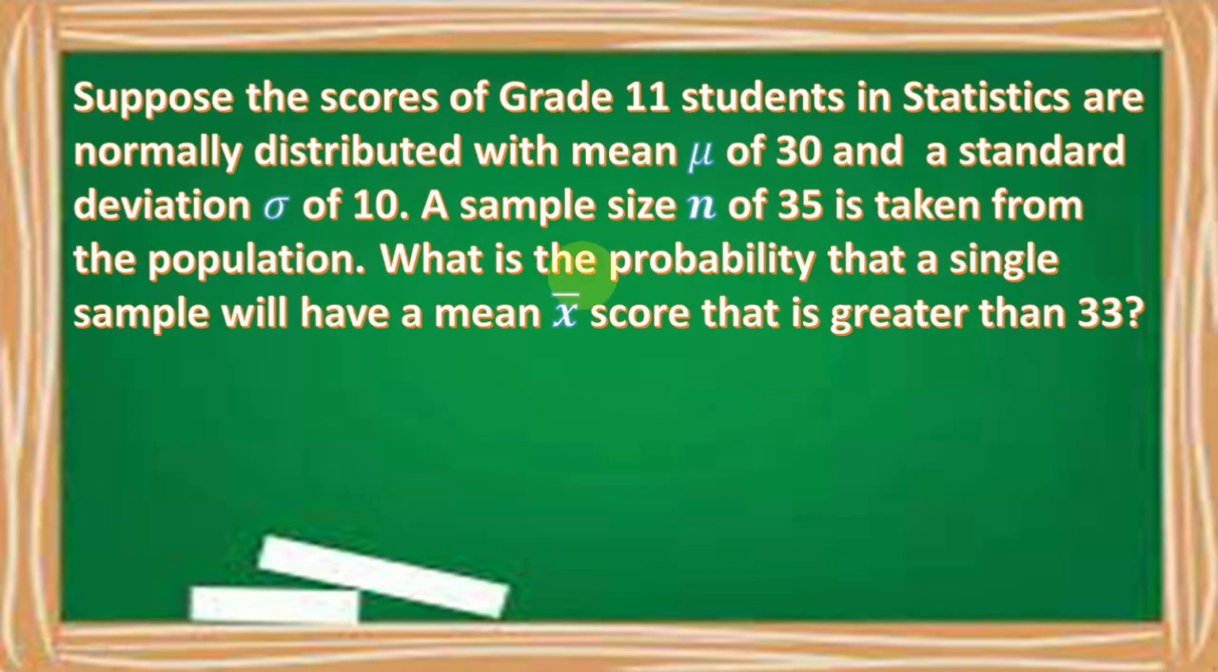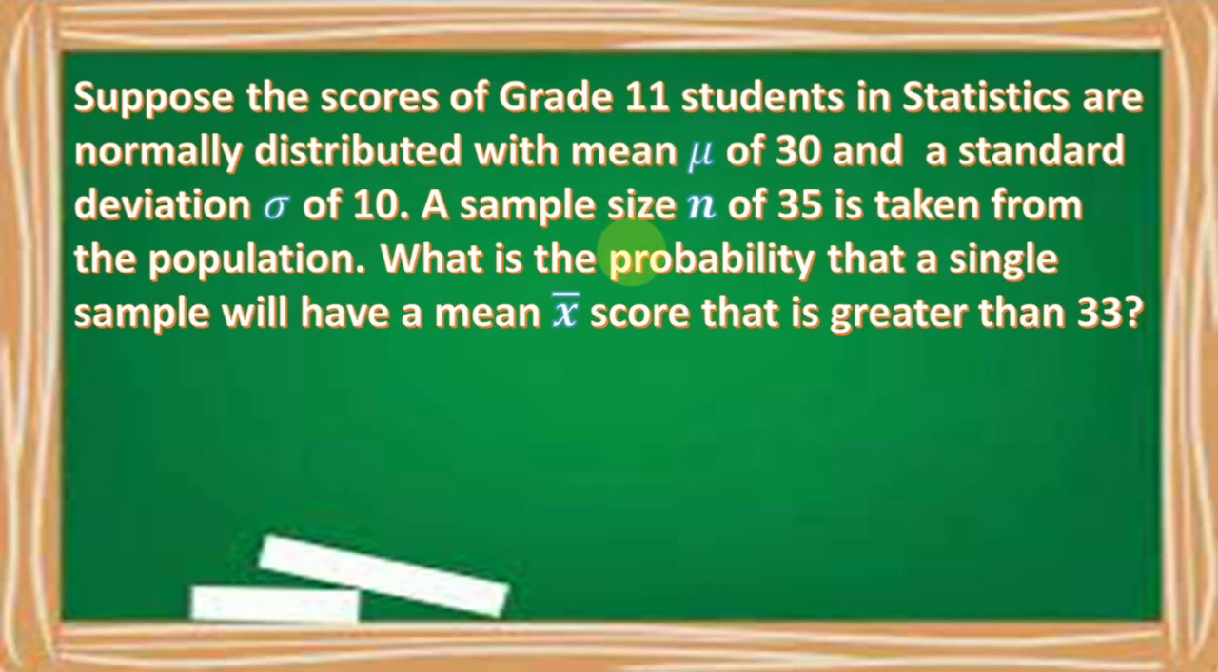Let us consider this given problem. Suppose the scores of grade 11 students in statistics are normally distributed with mean of 30 and standard deviation of 10. A sample size of 35 is taken from the population. What is the probability that a single sample will have a mean score of greater than 33?